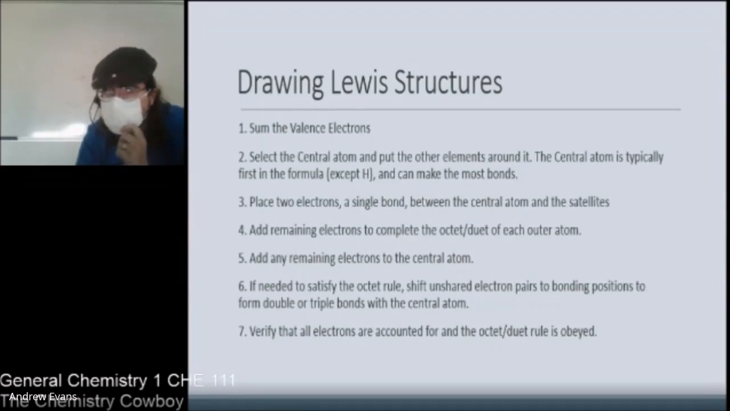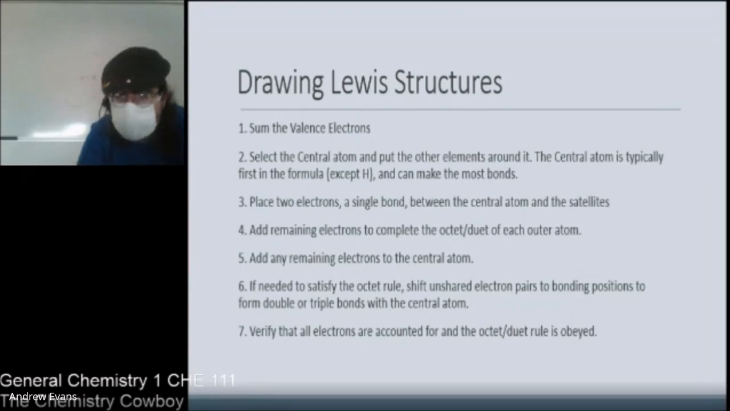Now, those first 3 steps are pretty straightforward. Now, here's the tricky part. Step 4, add remaining electrons to all the outer atoms until everything has an octet. 5, and this is a big if, usually this step can be skipped because there's no electrons left. But if there are any electrons left, we place any remaining electrons around the central atom.